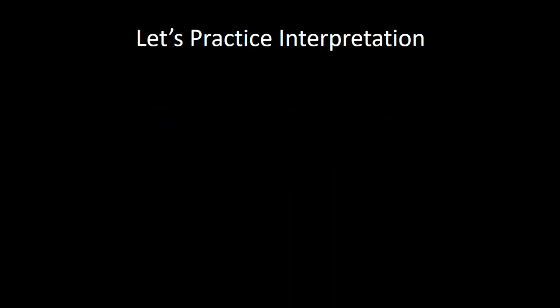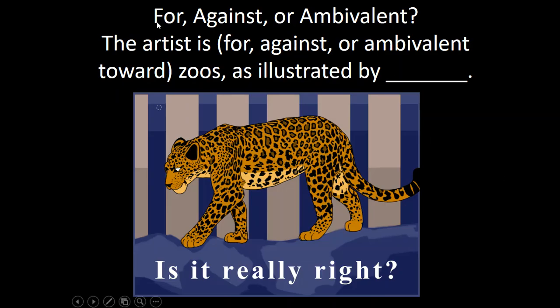All right, we're going to practice interpretation, okay? So let's look at interpretation. The big question is, do you think the artist is for, against, or ambivalent towards Zoos? So you would write a claim that says the artist is... Let's look at this artwork. Is it really right? So what do you think? Is it really right? Do you think the artist is saying, yeah, zoos are right? Or do you think they're saying, no, zoos are wrong?